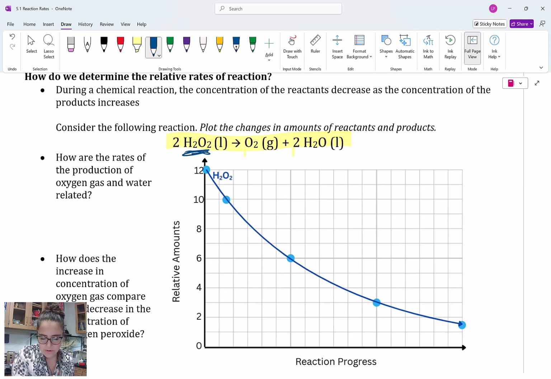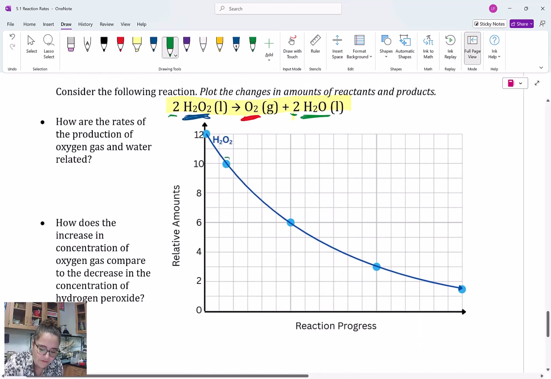Okay, so we have the blue already, that is the H2O2. I'm going to go ahead and use red for my oxygen gas and green for my water. So let's actually start with the water because that is a 2-to-2 or 1-to-1 ratio. Might make things a little bit easier for us. So if we look, for example, at this point on the graph, where 2 molecules of H2O2 have reacted, how much water have we formed then? Again, we're going to assume we started with no water in our system, just pure hydrogen peroxide. And if 2 molecules of H2O2 have gone, we've formed 2 molecules of H2O.